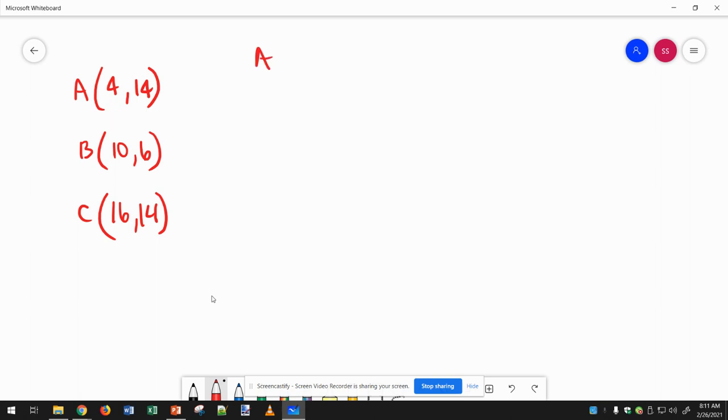The distance from A to C, we don't even really need the distance formula. 4, 14, 16, 14. You can see the distance from 4 to 16 is 12 already. So that can save us some time if we recognize that.